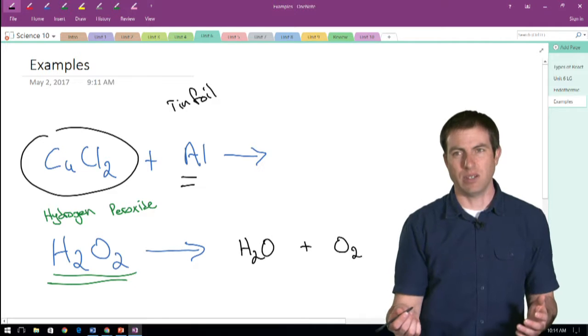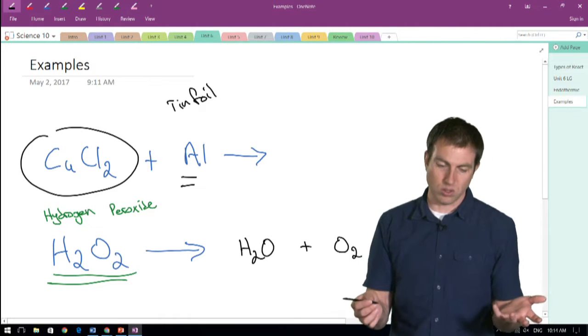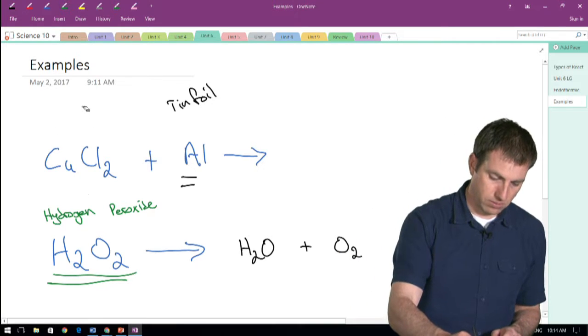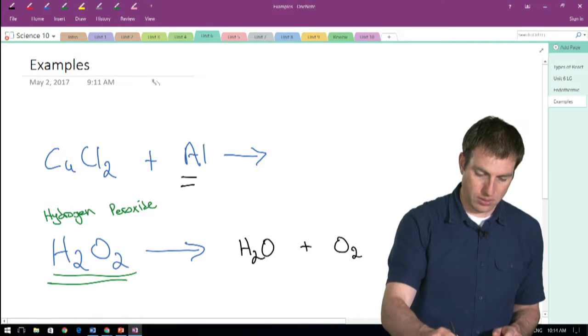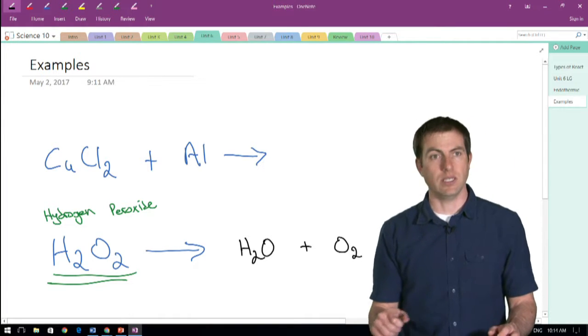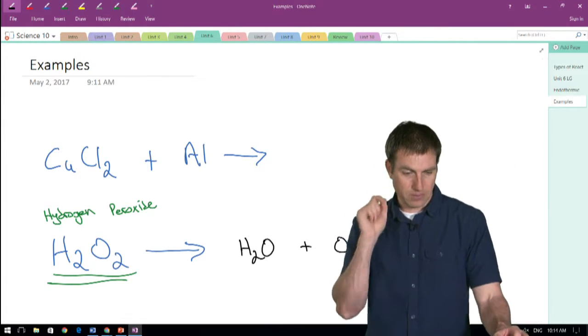And tin foil is a terrible word. It's now called aluminum foil. I guess it used to be tin years ago, probably before I was born. Does Mr. Ross remember when tin foil was made of tin? He does, indeed. He remembers when tin foil was made of tin.